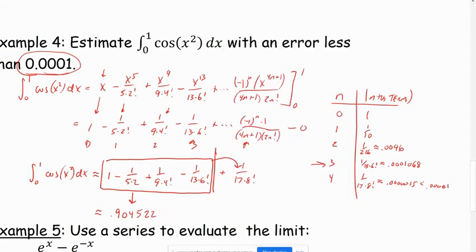228. Okay, so that answer we know is at least accurate to the thousandths place because our error is smaller than 1/10,000th.